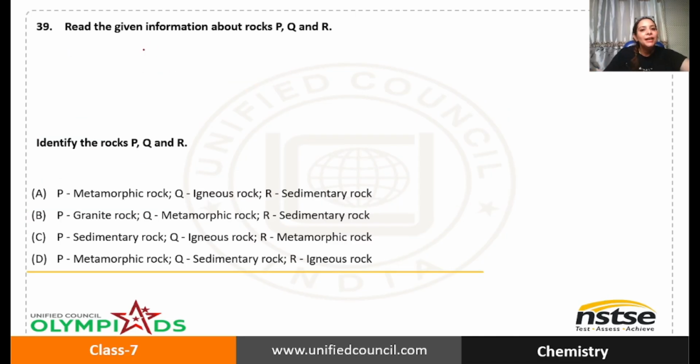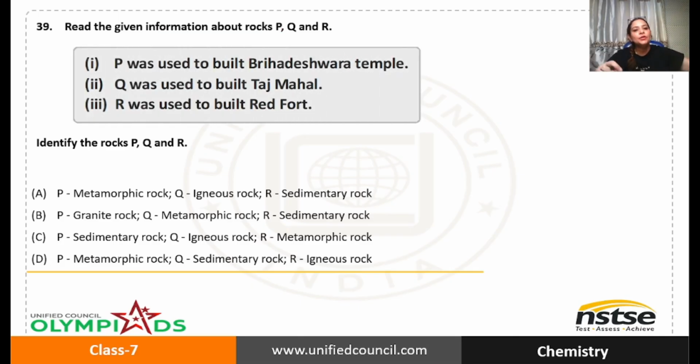Okay, next, read the given information about rocks P, Q, R. The information says that P was used to build Brihadeeswara temple, and Q was used to build the Taj Mahal. And R was used to build the Red Fort. Now here we have three types of rocks, you can see given here: metamorphic, igneous, sedimentary. We have also got granite rock. So these are the options.